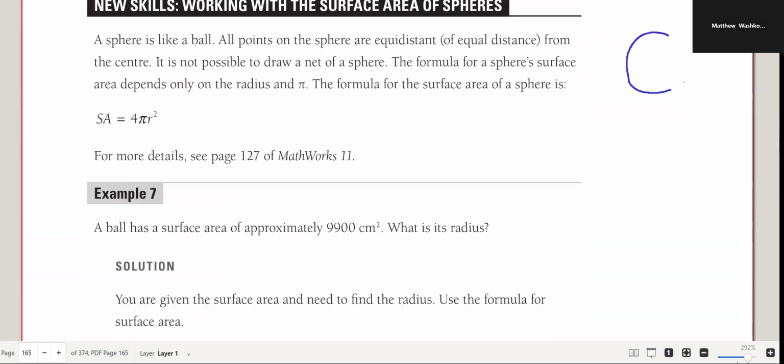So a sphere is literally a ball. But there's not a net of a sphere. It's a big 3D circle. The formula for the sphere depends only on the radius and pi. So here's the formula right here. Your surface area of a sphere is 4 times pi times radius squared. 4 pi r squared. 4 times pi times r times r. All right. So again, make sure you have that somewhere.